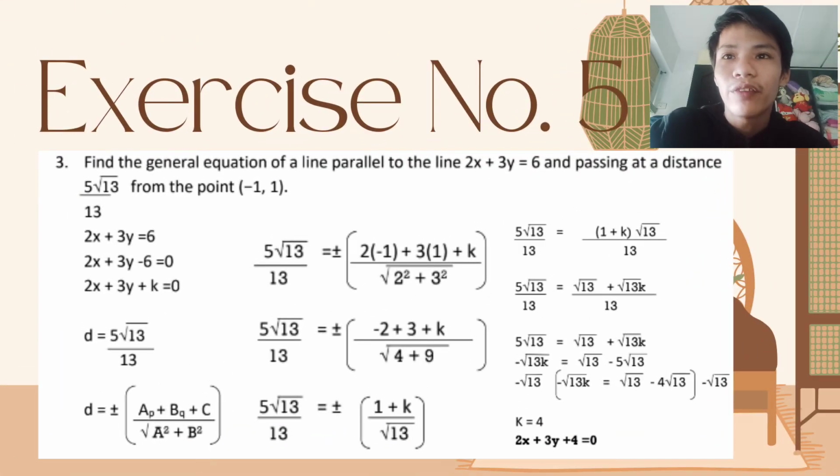Number 3. Find the general equation of a line parallel to the line 2x plus 3y is equal to 6 and passing at a distance of 5 square root of 13 over 13 from the point (−1, 1). So, 2x plus 3y is equal to 6. So, magiging 2x plus 3y minus 6 equals 0. And then, yung 6 is magiging k. So, 2x plus 3y plus k is equal to 0. So, ang mangyari dyan is d is equal to 5 square root of 13 over 13.